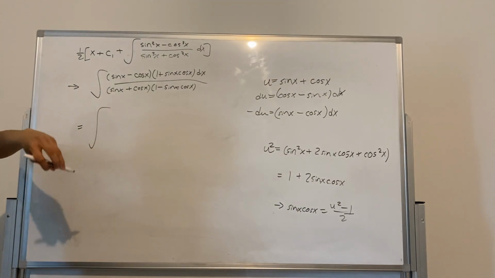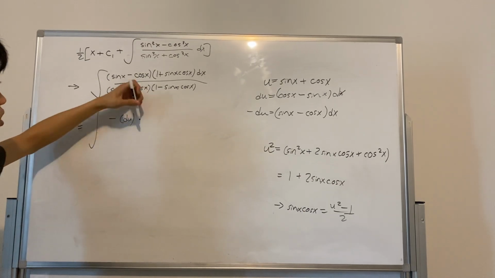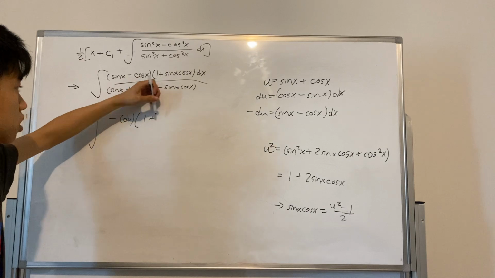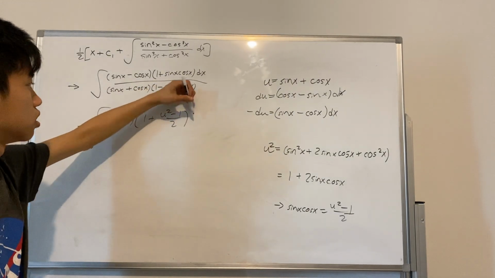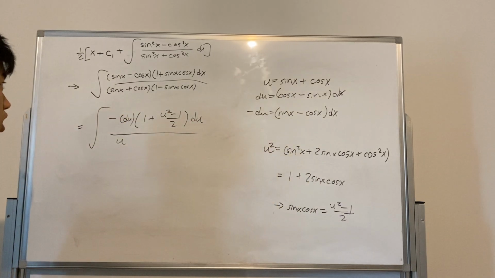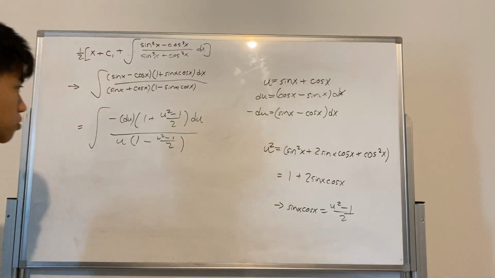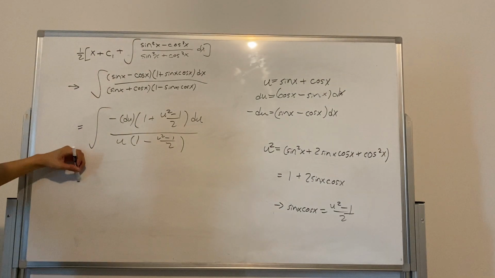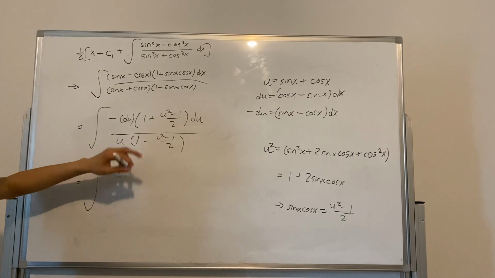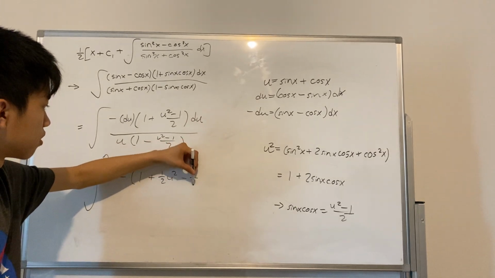So this is equal to the integral of negative du times 1 plus sine x cosine x, so that's 1 plus u squared minus 1 over 2, du over u, because that's sine x plus cosine x, times 1 minus u squared minus 1 over 2. Okay, so now if we simplify this out, we get negative 1 plus 1/2 u squared minus 1/2.